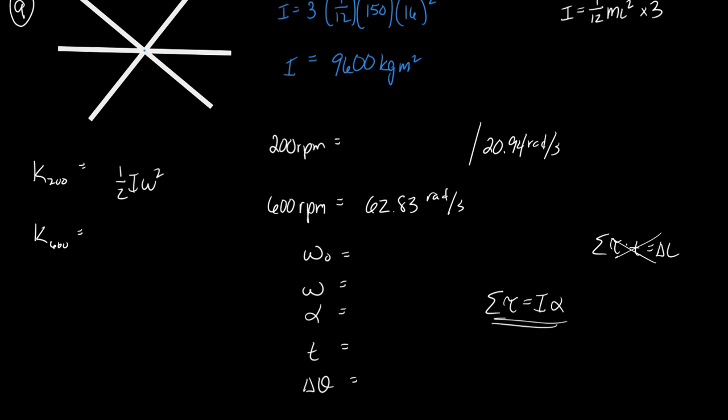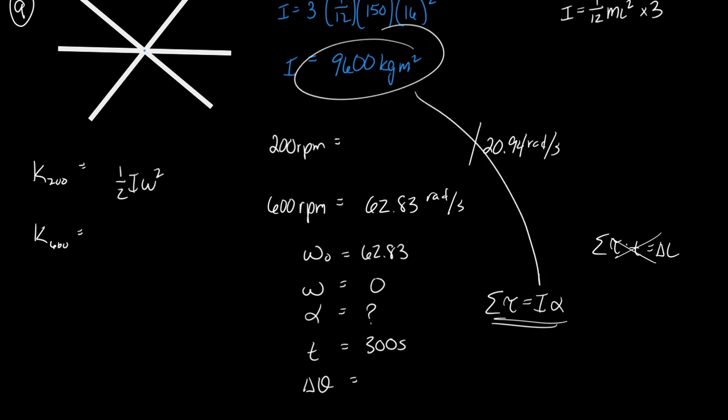But you need to find alpha. And it's just 62.83, final velocity 0, in 5 minutes. But you'll need to convert that to seconds, so 300 seconds. It's all for alpha. You already have the moment of inertia. So find alpha, plug it in there. That's going to be the net torque. It is negative. It's slowing the system down.